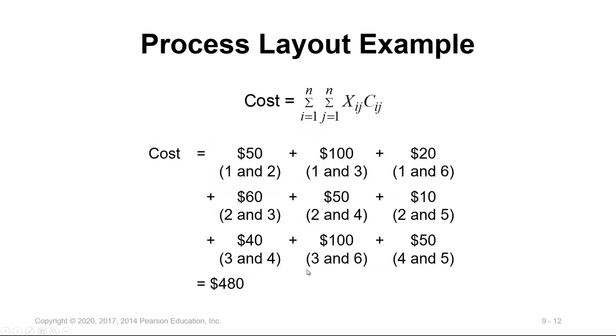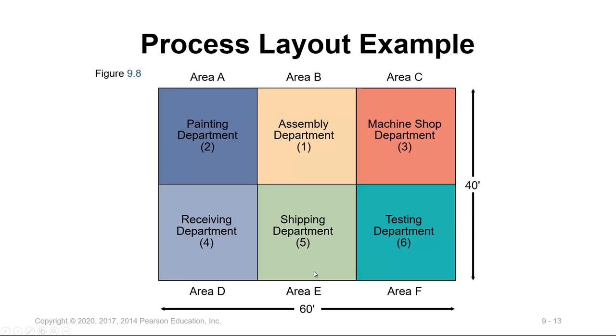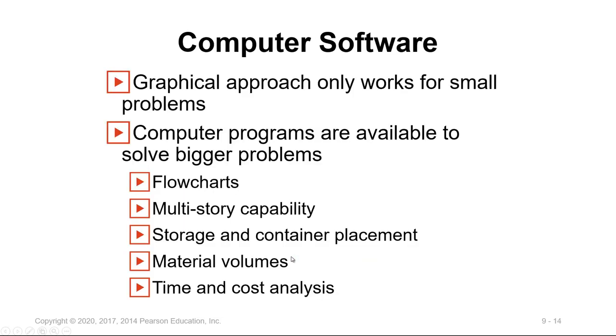And again, we saved $90 by just doing this one move. So moving the assembly department to be adjacent to the machine shop, adjacent to testing, and still adjacent to the painting department reduced the handling cost and increased efficiency.